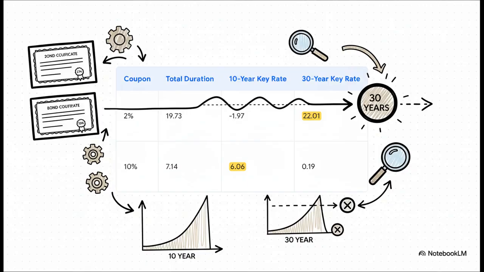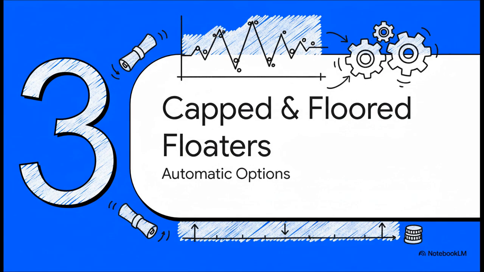so clearly. Okay, let's switch gears for a second and apply these ideas to another really common security you'll see: capped and floored floating rate notes. Now, the options here are a little different. Unlike calls and puts, they get exercised automatically, like clockwork, based on where the reference rate is.